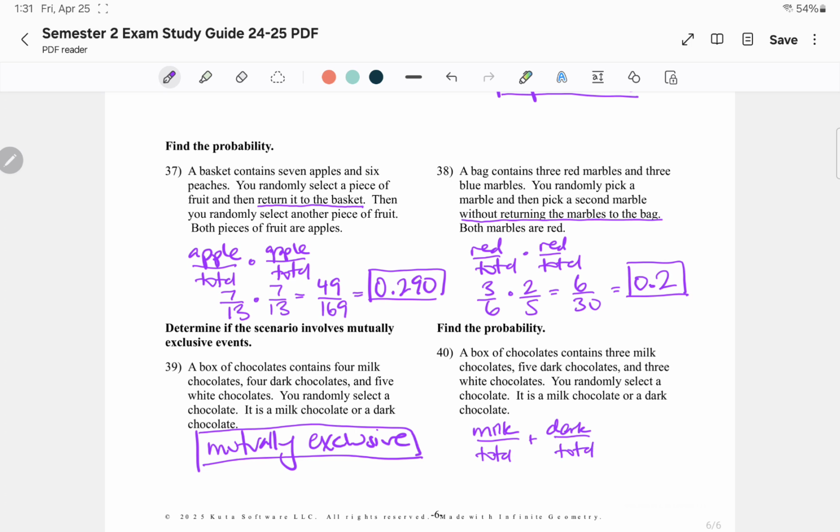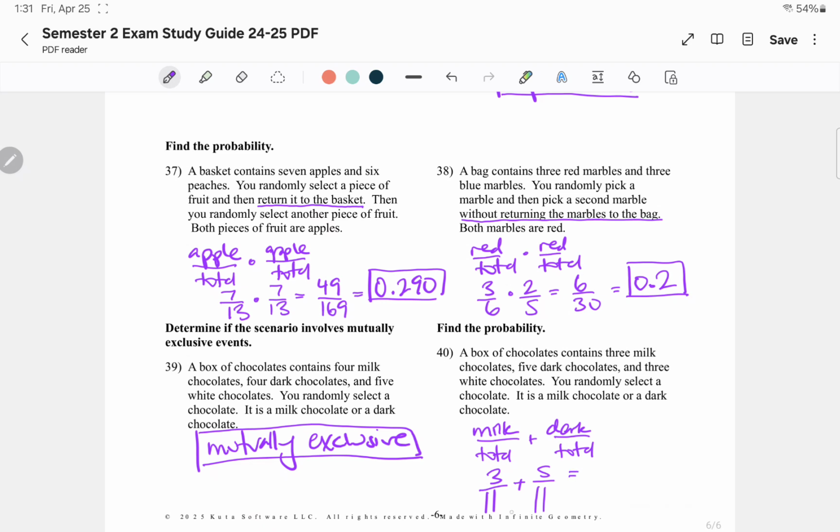These other ones I multiply because there's more than one event. This one, there's only one event. I'm only just selecting one chocolate. So how many are milk chocolate? It says 3. I have a total of how many are in the box. So 3 plus 5 plus 3 is 11. Okay. And then how many dark chocolates? There are 5. And it's still 11.